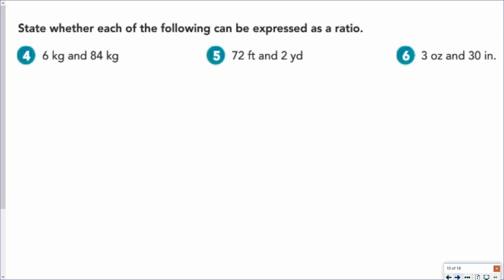For 4, 5, and 6 here, we're simply writing yes or no. So for number 4, we have 6 kilograms and 84 kilograms. And yes, of course, that can be written as a ratio. They're both in kilograms. For number 5, 72 feet and 2 yards. Yes, those can be written as ratios because both of those measure distance. And number 6, 3 ounces and 30 inches. No, you cannot write those as a ratio because ounces measures weight and inches measures distance or length.